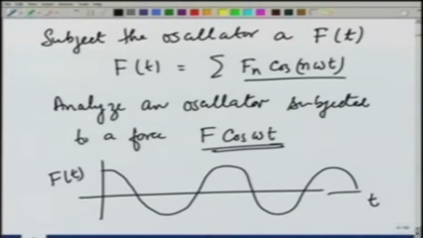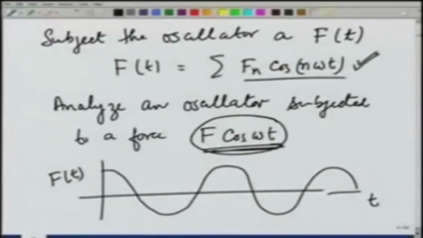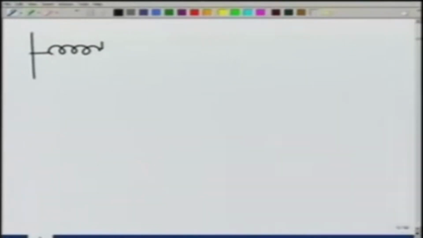If I know the response of the system to f cosine omega t, then in general for any periodic force, I can find the response by superposing the solutions for each of these omega. In fact, I will assign you a problem later for two such forces being applied. For the time being, we focus on one frequency force being applied to the system, and therefore, the system I am looking at is a spring, mass at the end of it, and it is being subjected to a force f cosine of omega t.